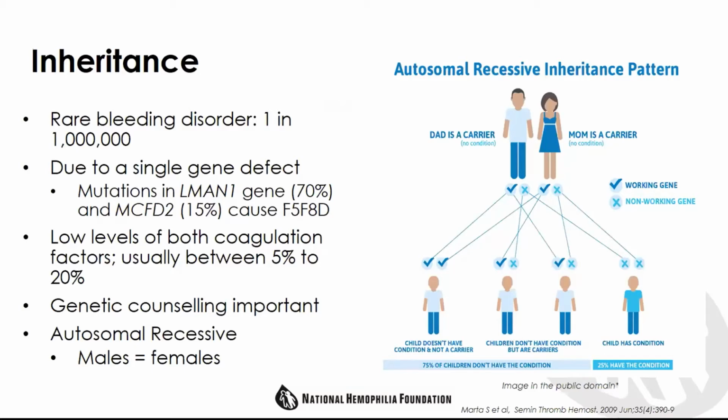Most of the mutations, about 70%, are found in a specific gene called LMAN1, and 15% are in the MCFD2 gene. Again, similar to factor V, it is autosomal recessive in inheritance, which means that the child inherits 2 copies of the mutated gene, one from each parent. Genetic counseling is extremely important, and males are equally affected as females.